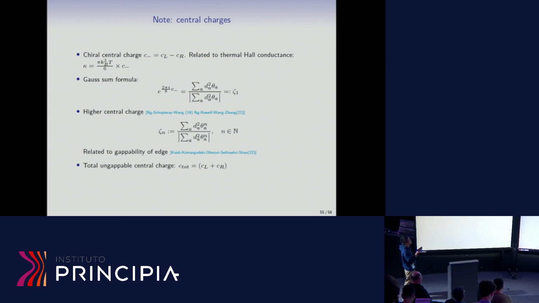In thermal transport, we don't talk about mod 8. It's just chiral central charge. But the mod 8 part of the chiral central charge is somehow topological. There's also something called higher central charge. So once again, we go higher, higher, higher. You change the power here, you define something analogous to this object, and this is called higher central charge.